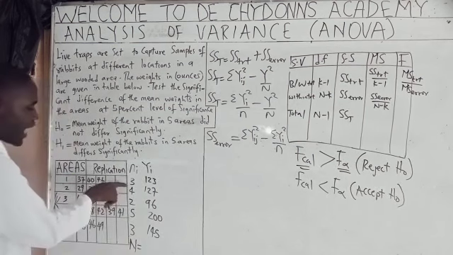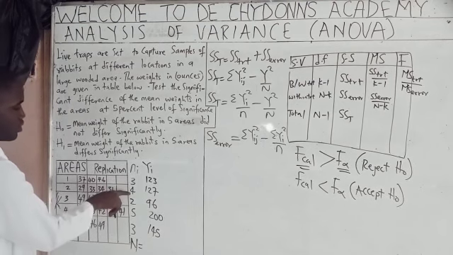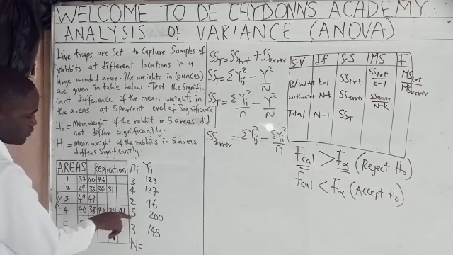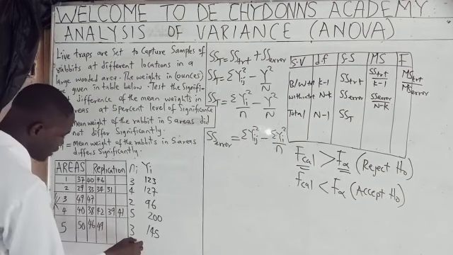Total n means add everything. 3 plus 4 will be giving you 7, plus this will be giving you 9. 9 plus this, 14, plus this, 17.